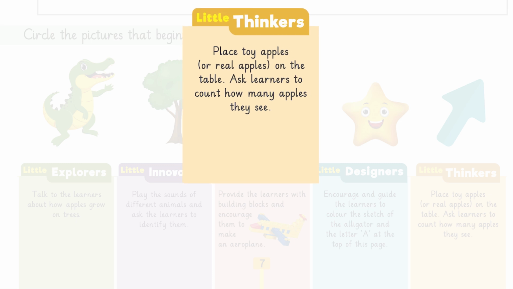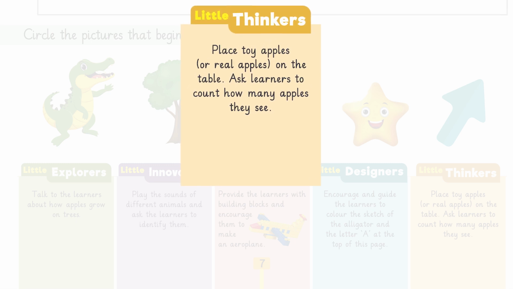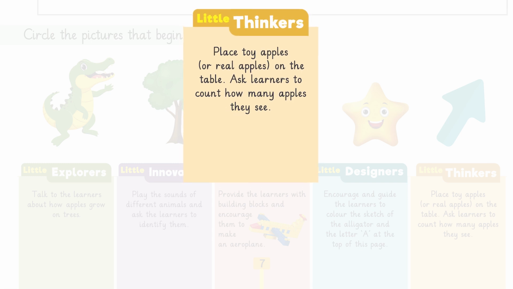Little thinkers, place toy apples or real apples on the table and ask learners to count how many apples they see. So you can relate a little bit of maths with English too, by giving them apples and letting them count how many apples there are.